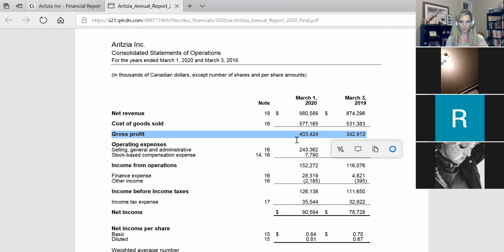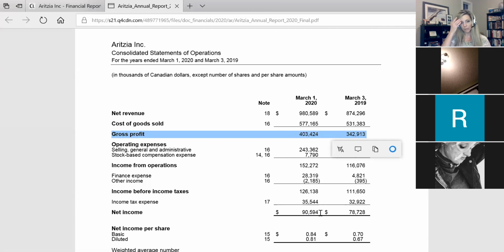There we go. And what were sales? 980,589, okay. 41%, okay. So 41% gross profit, that's pretty good. 60 would be better. But what I'm really curious to know is, did I have enough to cover my expenses? So did I have enough to cover operating expenses, finance expense, other income came in, income tax expense? Oh, looks like I did.